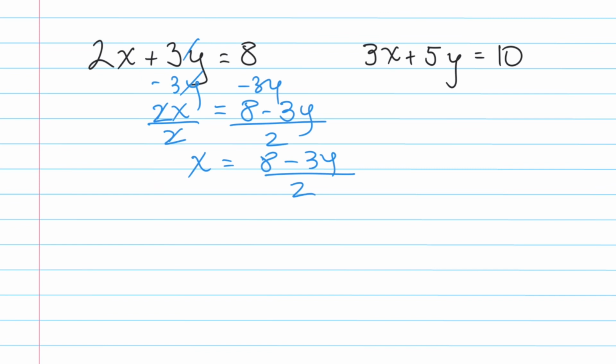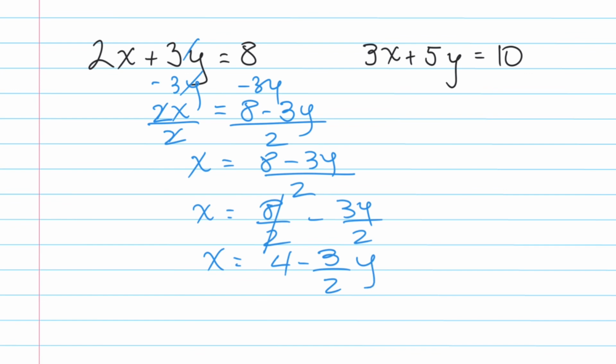We can leave it like that, or we can change it to 8 divided by 2 minus 3y divided by 2. This can be simplified to 4 minus 3/2 of y. Okay, but for our reasoning, this will be just fine.